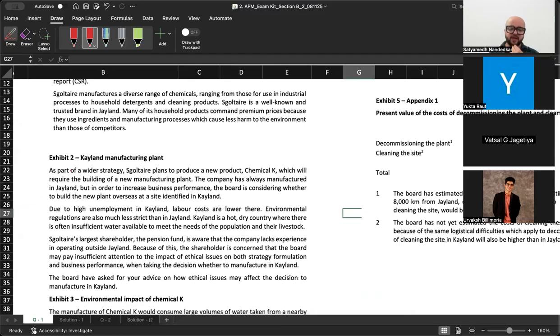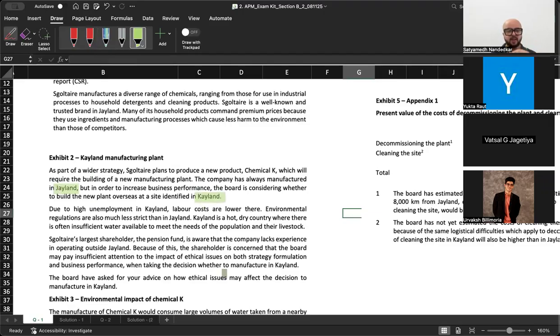As part of a wider strategy, Skolitaire plans to produce a new product, Chemical K, which will require the building of a new manufacturing plant. The company has always manufactured in Jayland, but in order to increase business performance, the board is considering whether to build a new plant overseas at a site identified in Kayland. Due to high unemployment in Kayland, labor costs are lower. Environmental regulations are also less strict in Kayland. Kayland is a hot, dry country where there is often insufficient water available to meet the needs of the population and their livestock. Your current country is Jayland and the foreign country is Kayland.